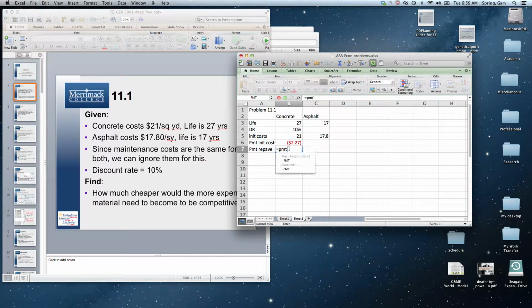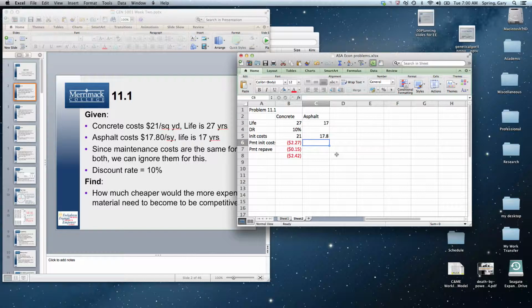If we do a payment with a 10% rate, 27 number of periods. Now this isn't a present value now, right? It's a future value. What's the future cost of repaving? So we skip payment and we go to here because that's the cost of asphalt. And so the total annual cost of concrete up through the first repaving is $2.42 per year per square yard.